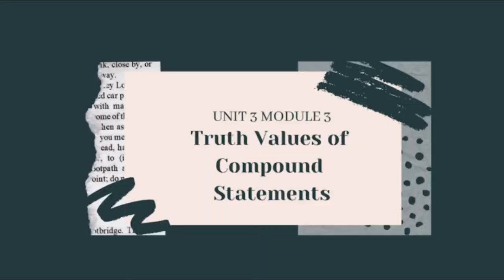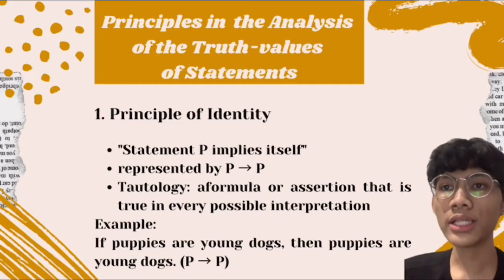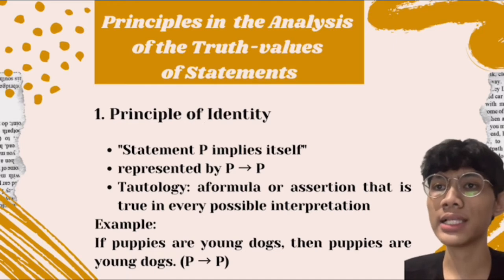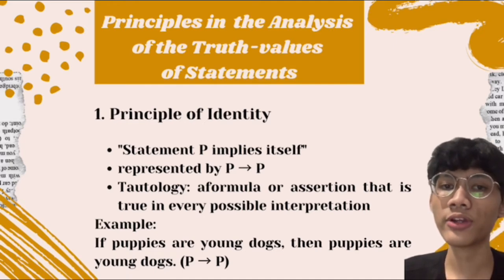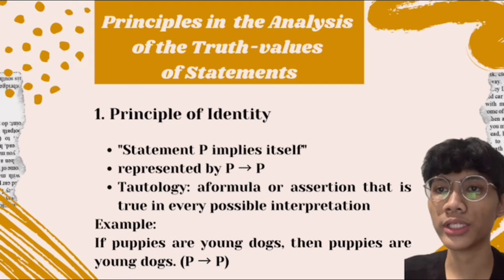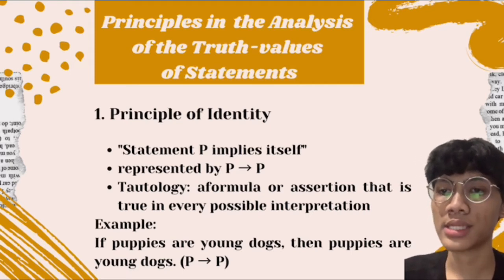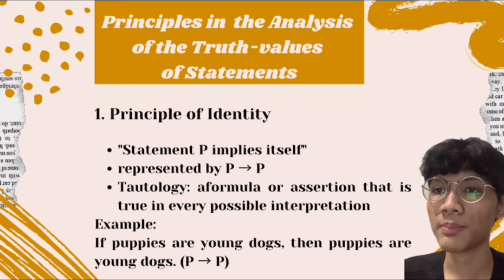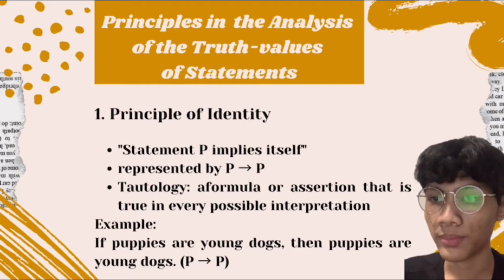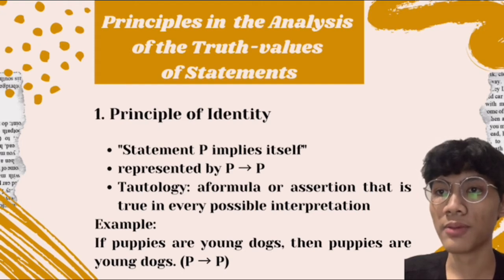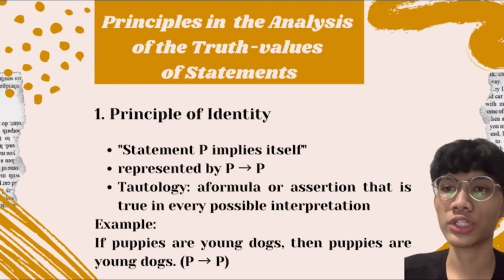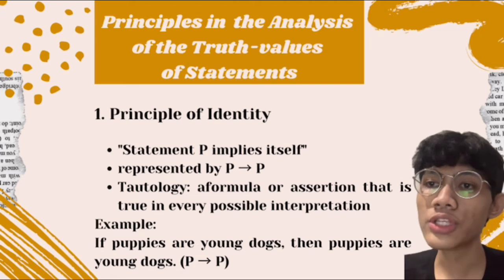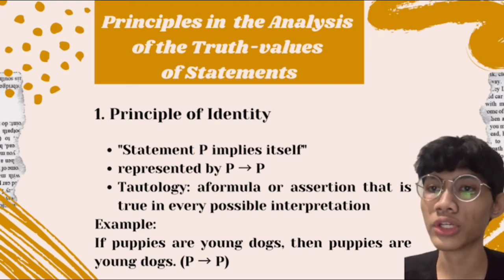That ends Module 2, and now let's go to Unit 3, Module 3, titled Truth Values of Compound Statements. Let's talk first about principles in the analysis of the truth values of statements. There are three principles. Number one is the principle of identity. It says here that statement P implies itself, and it is represented by P, then an arrow, and then P. So this statement is a tautology. What is a tautology? It is a formula or assertion that is true in every possible interpretation.